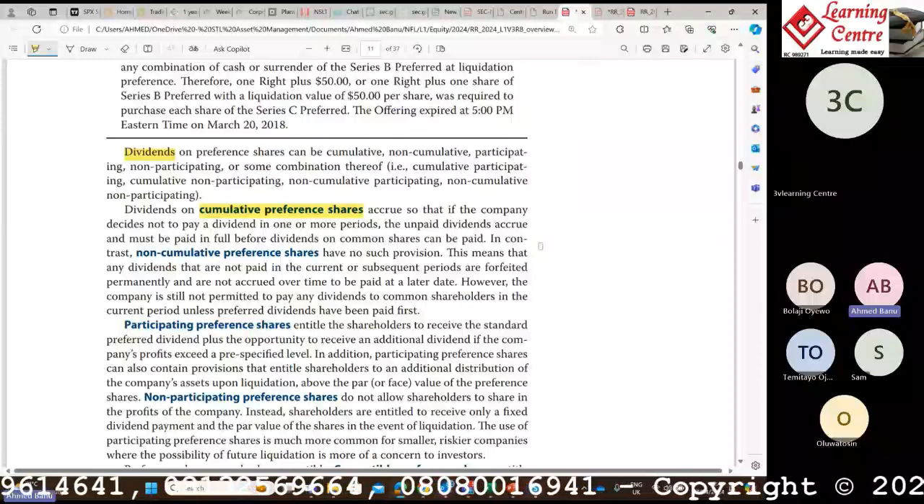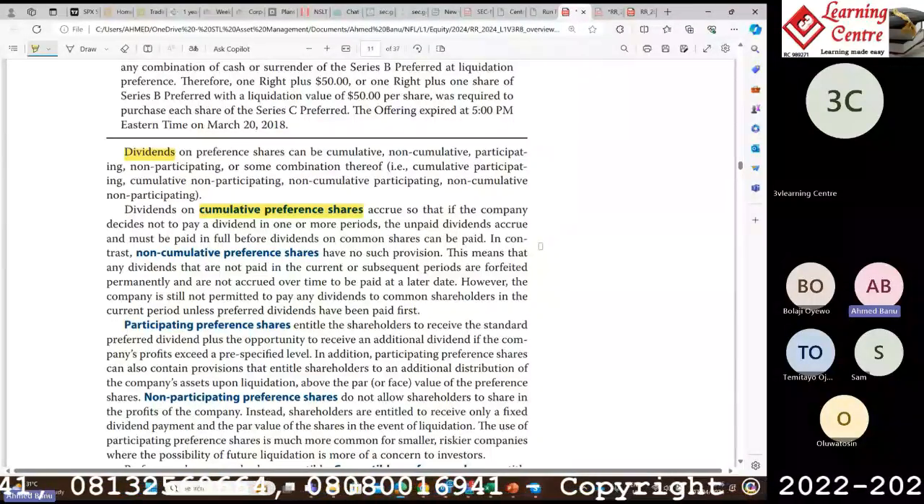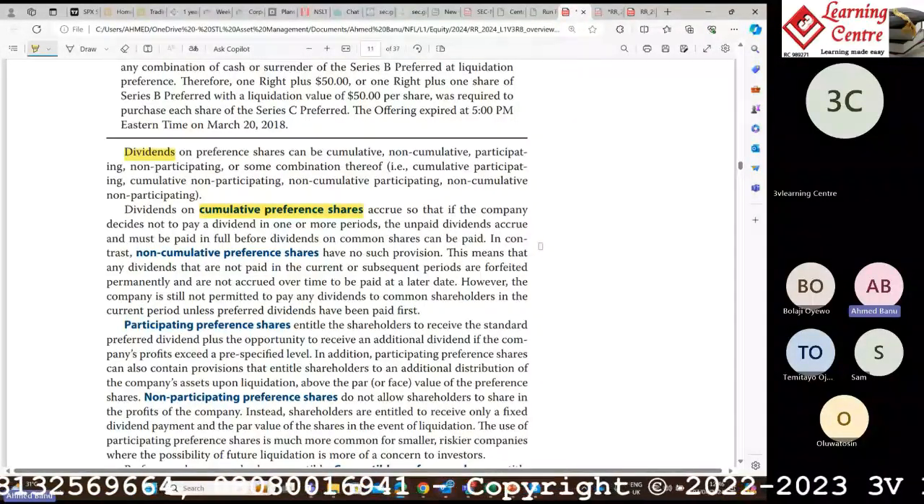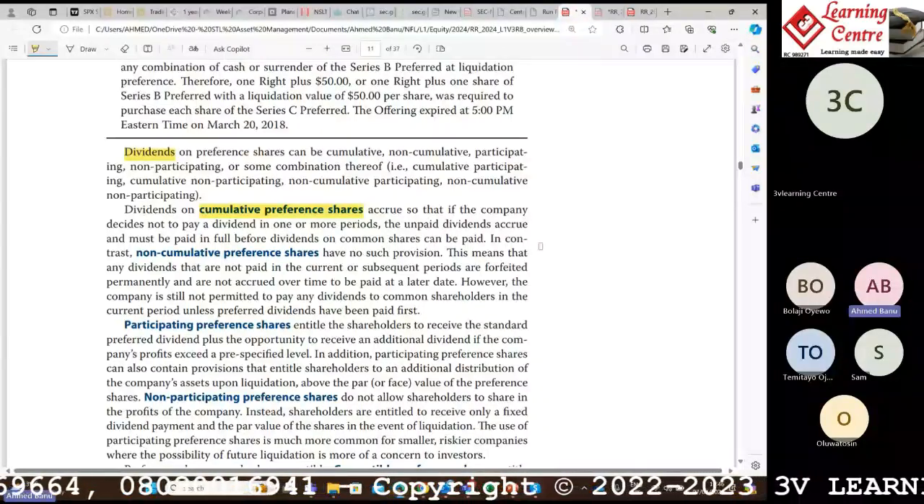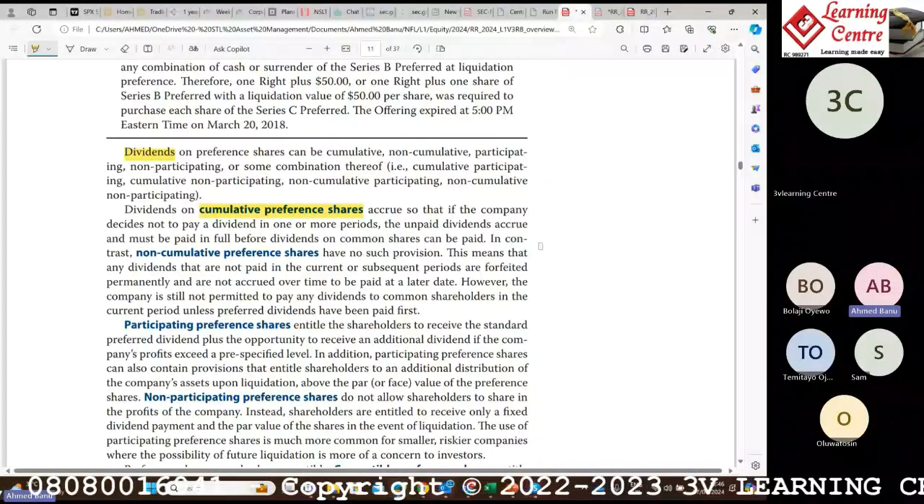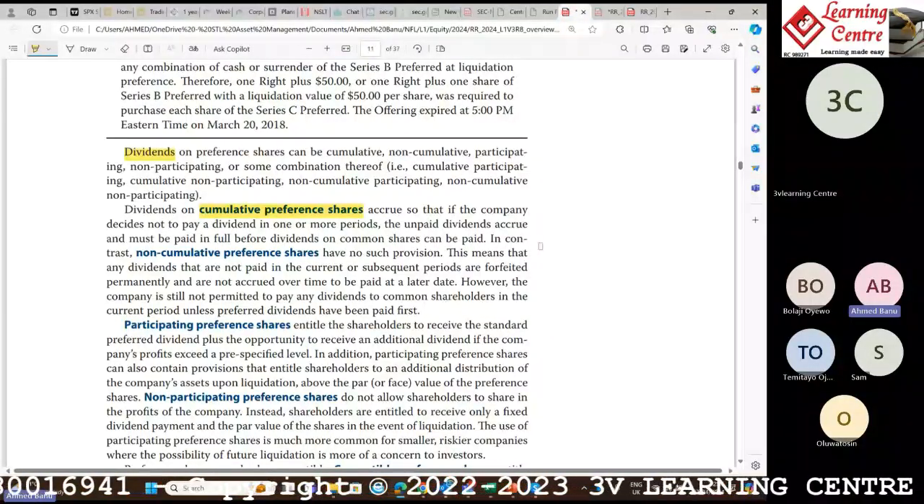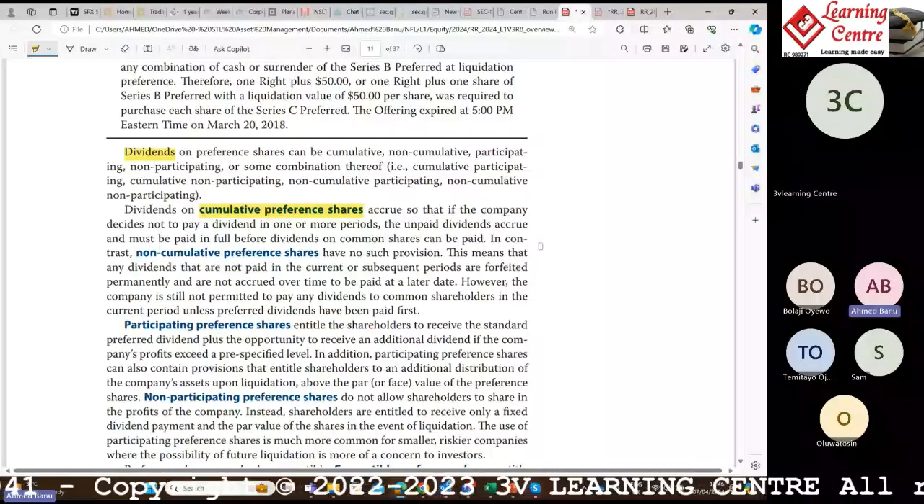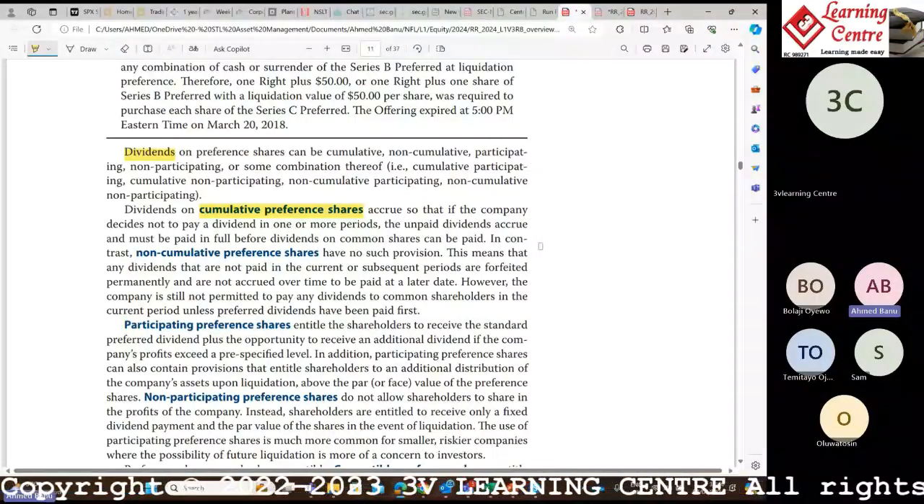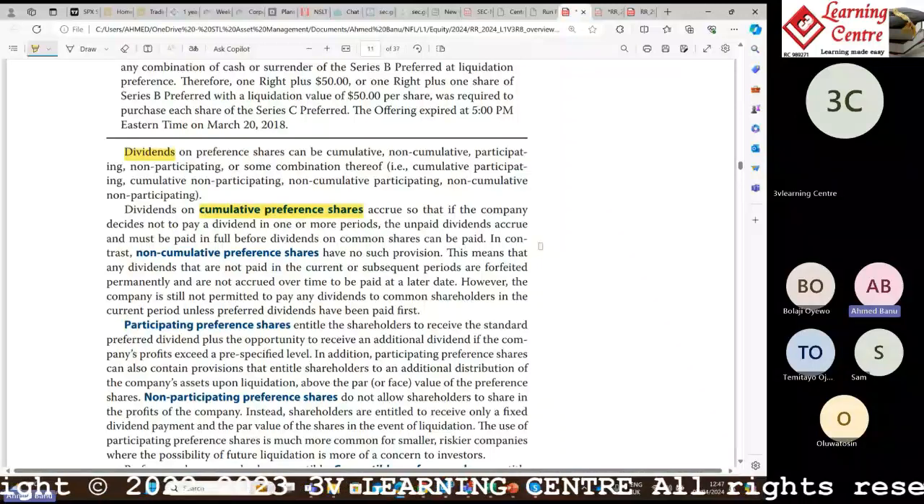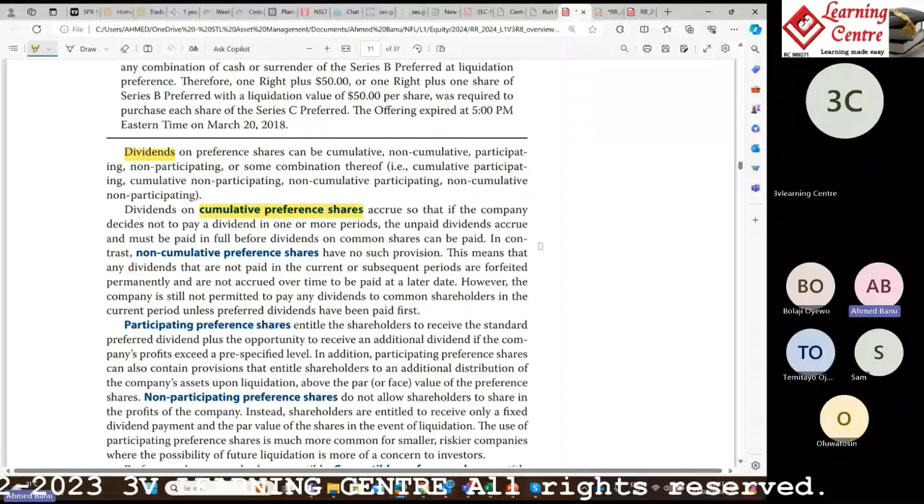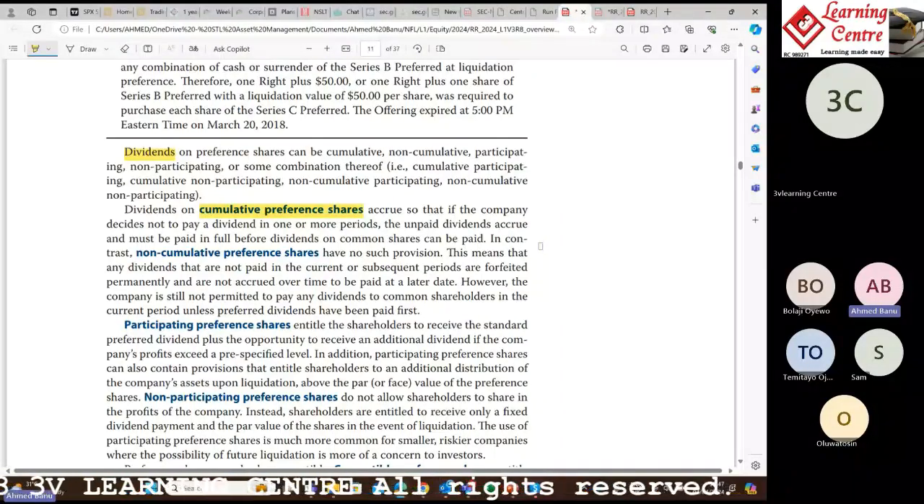Remember, it is when you declare dividends that the preference shareholders also get dividends. So he hasn't declared dividends in 3 years. Now, on the 4th year, he decides to pay dividends. What cumulative preference shares is saying is that for those 3 years that he did not pay dividends, he has to pay the dividends on those 3 years first, plus the 4th year, before he pays ordinary shareholders. That is what cumulative preference shares is saying.